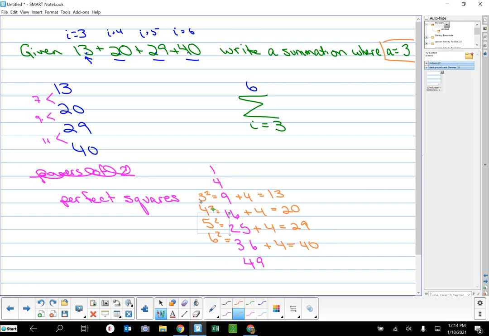So this would be our i, right? That's changing every time. i squared. So here, this is going to be i squared. Now that's 3 squared. That's going to give us 9, and we're going to add 4 to it. Right? This is going to be 4 squared, add 4. 5 squared, add 4. 6 squared, add 4.